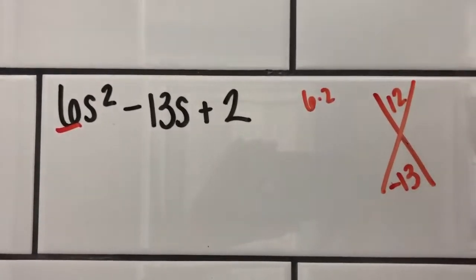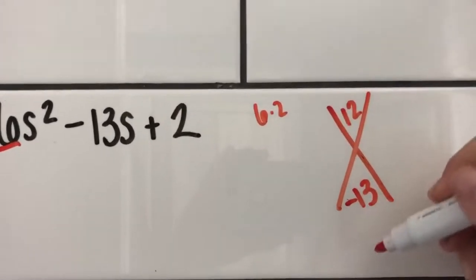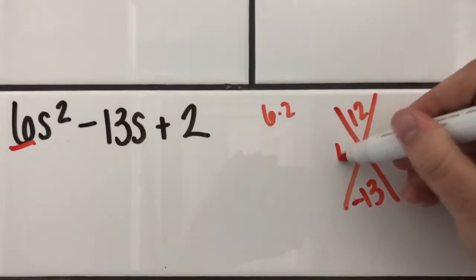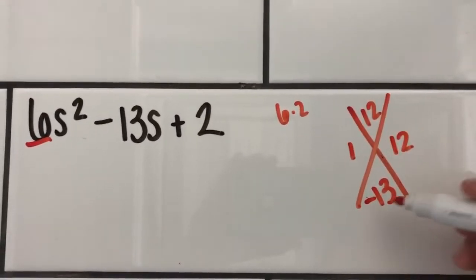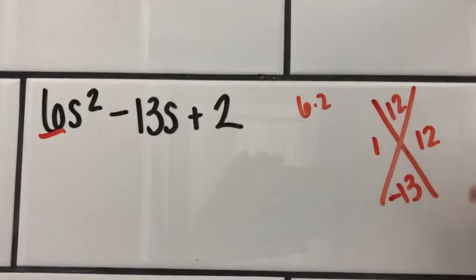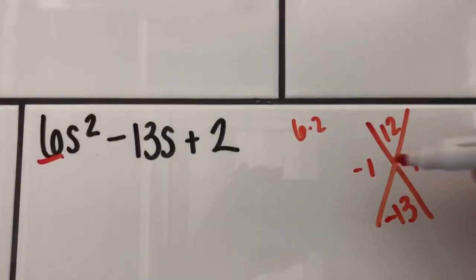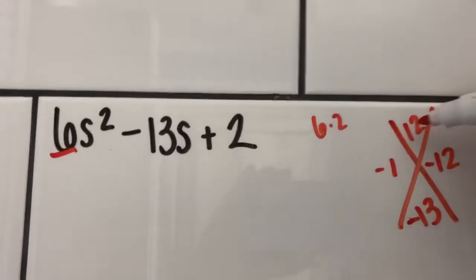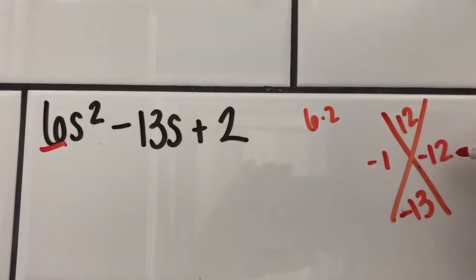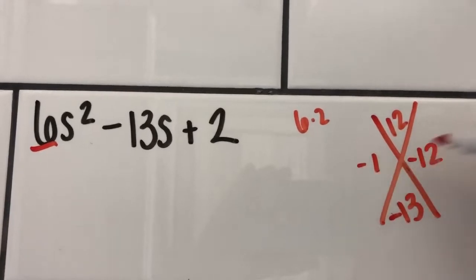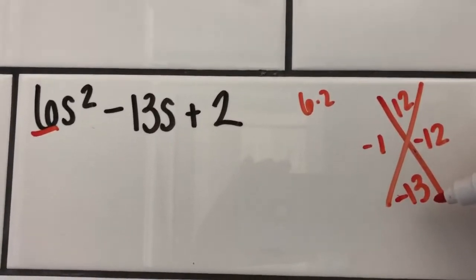So if you didn't know right away, you can list off on the side the different factors for 12. I know it's going to be 1 and 12, but I need them to add to a negative number and multiply to a positive number. So here I'm going to make them both negative. Negative 1 times negative 12 is positive 12. Negative 1 plus negative 12 is negative 13.